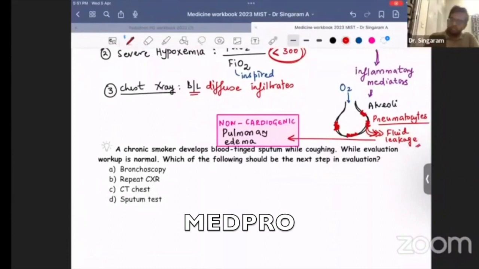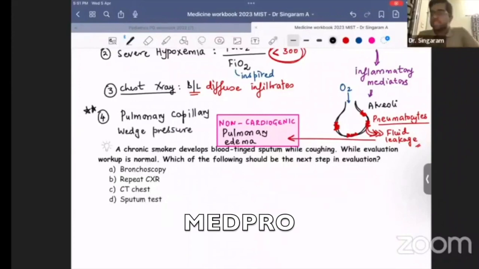That is number 3. Number 4 is very, very important. This is important for you to know. What is this number 4? Number 4 is the measurement of something called pulmonary capillary wedge pressure. Please make a note of this. Pulmonary capillary wedge pressure.